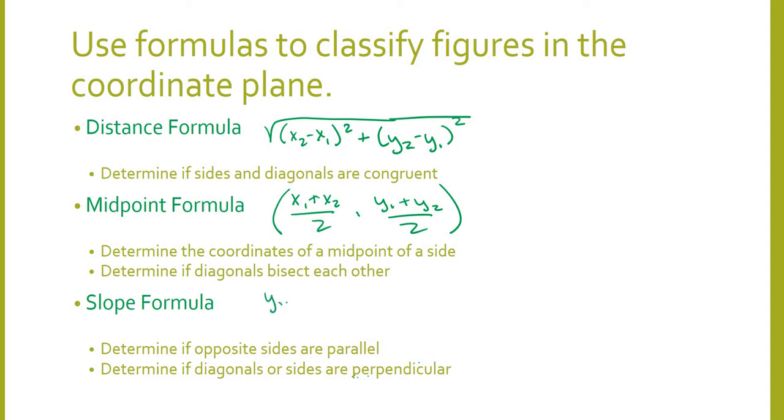This one you should know. Y sub 2 minus y sub 1 over x sub 2 minus x sub 1. And we're going to use that to determine if opposite sides are parallel and to determine if diagonals are perpendicular. So let's do a couple. The first one we're going to look at is to classify a triangle.